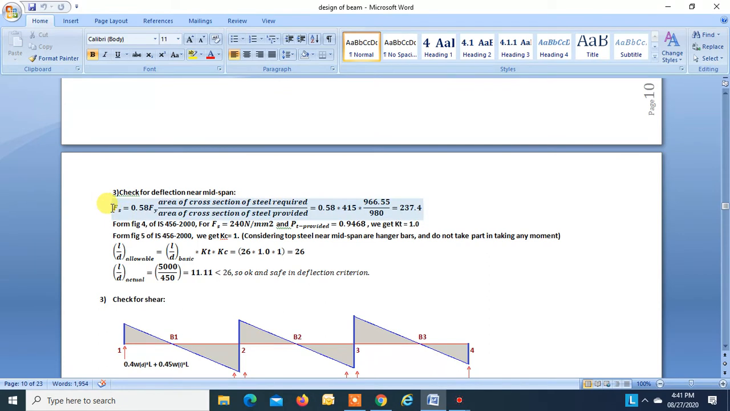Again, using the same formula, we know from figure 4, f is equal to 0.58 fy, area of steel required over area of steel provided. We get this as 237.4. Taking this as 240, from figure 4, for PT 0.9468, we get KT equal to 1. And this we are taking as 1 because we are not considering the steel in the compression zone to be taking part in taking moment, because we are designing this as a singly under-reinforced section, right?